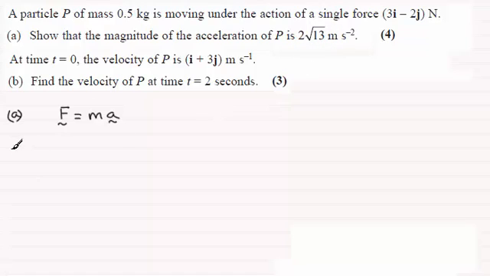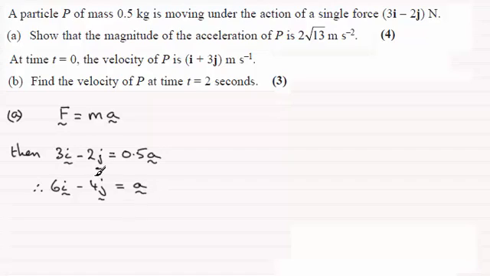So working from this, we've got that for F, it's going to be 3i minus 2j. I'll just underline those vectors, is equal to the mass, which is 0.5, times the acceleration vector, which is a. So if I was to multiply through by 2, then we would get 6i minus 4j is equal to the acceleration vector a. And I've got to get the magnitude of this vector.